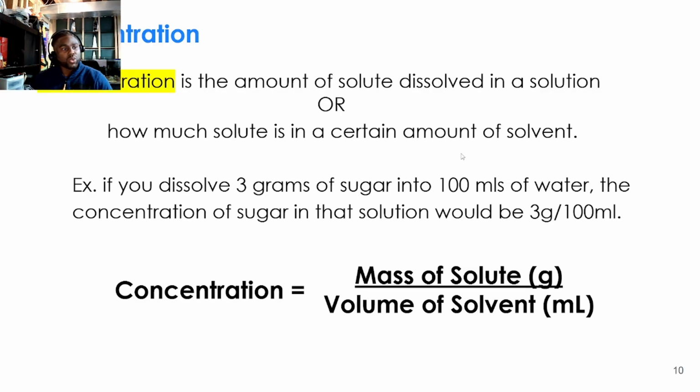Okay, concentration. Concentration is the amount of solute dissolved in a solution, or how much solute is in a certain amount of solvent. An example is if you dissolve 3 grams of sugar into 100 milliliters of water, the concentration of the sugar in that solution would be 3 grams per 100 milliliters. The formula for you is concentration is equal to the mass of the solute, in grams, divided by the mass of the solvent.